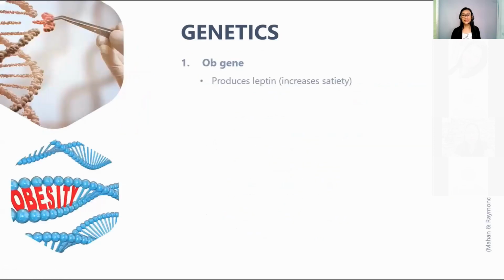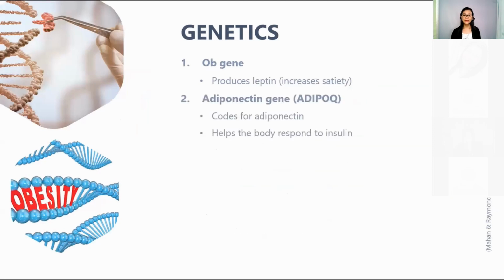So, may tinatawag tayong OB gene. This one produces leptin na tinatawag, this one increases satiety. May tinatawag din tayong adiponectin gene. This one codes for adiponectin and helps the body respond to insulin.